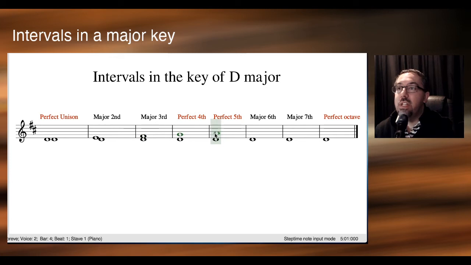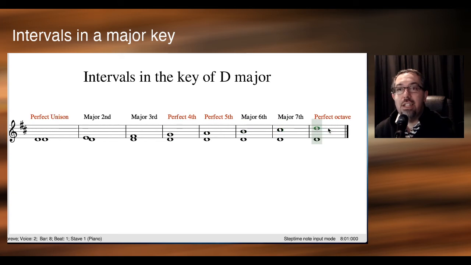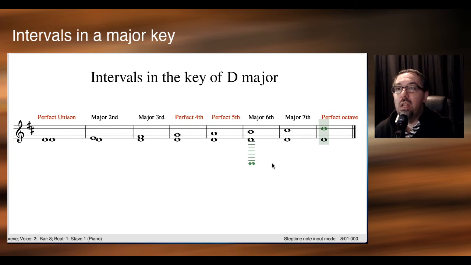Perfect fifth will take us to the A. The sixth to the B. And the seventh, remember we've got our C sharp, will be a C sharp. And then our octave will be the same letter name, so the D again. Okay, so then I've got all of my intervals again in a major key. Okay, we've got our perfect intervals, we've got our major intervals.